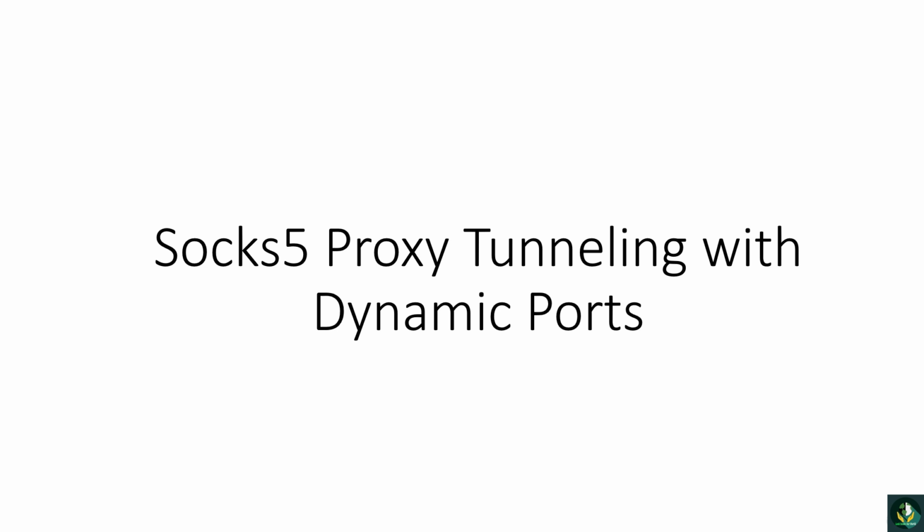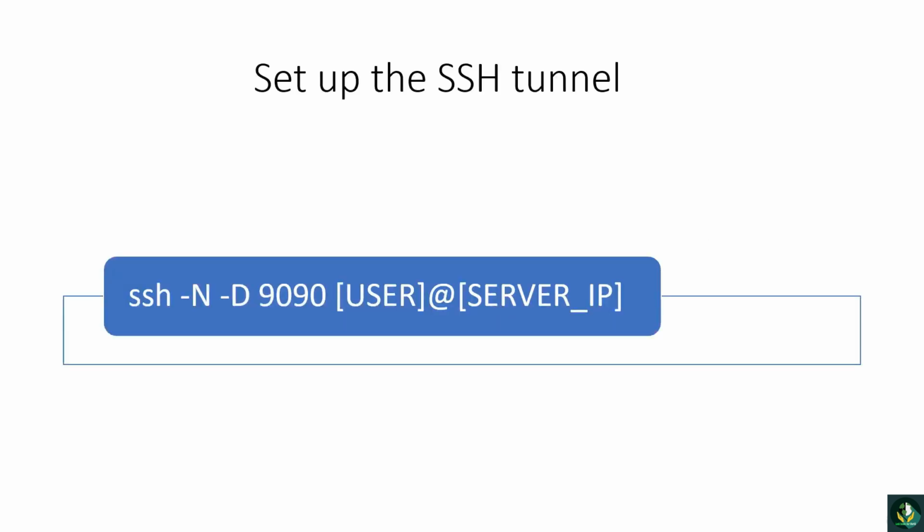First, you have to set up an SSH tunnel. We'll create an SSH tunnel that will securely forward traffic from your local machine on port 9090 to the SSH server on port 22. You can use any port number greater than 1024. Only root can open ports on privileged ports.